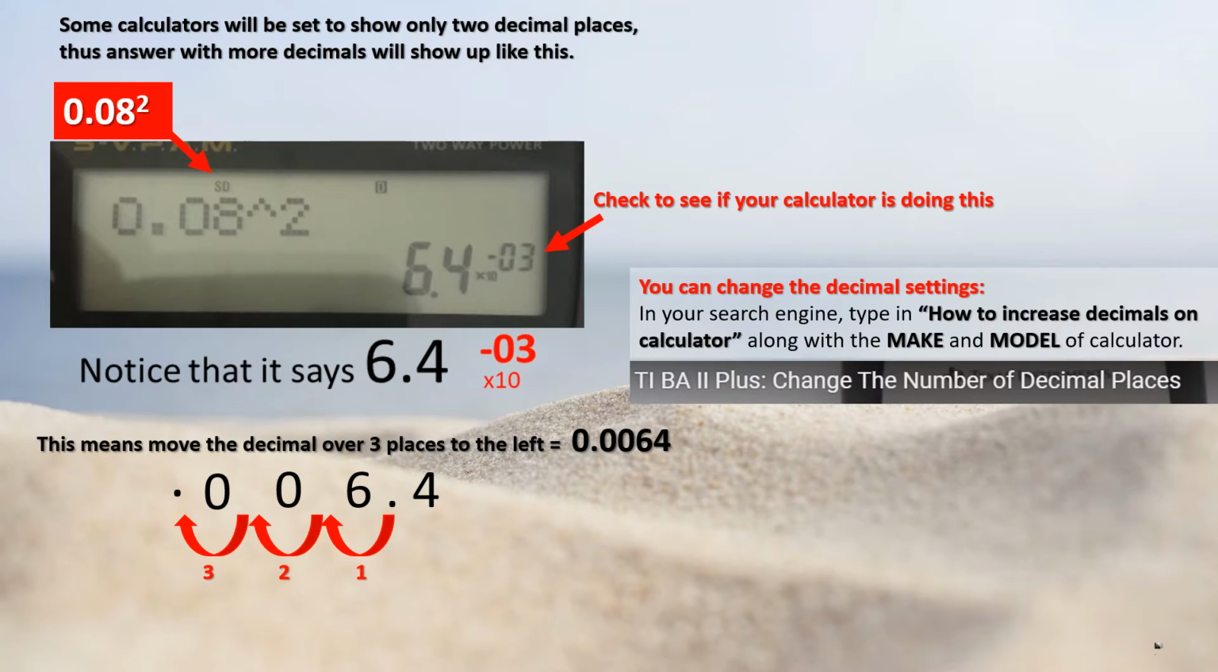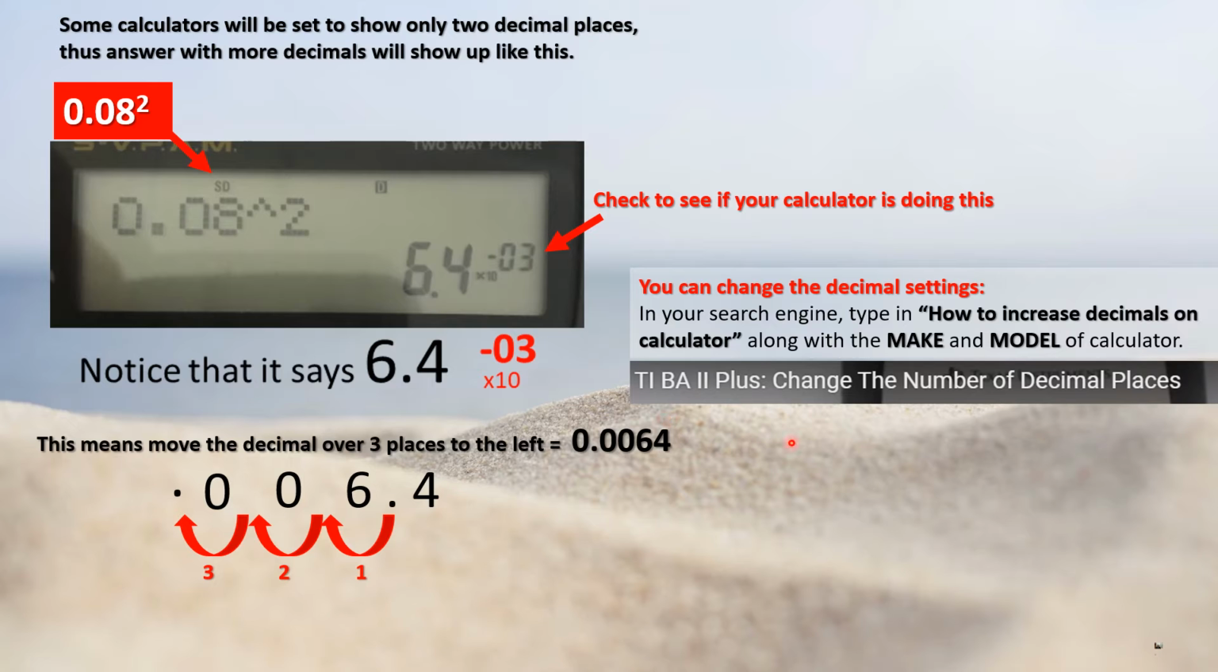So some calculators may be only set to 2 decimals. Thus the answer will show up like this. So I want you to try 0.08 squared. Okay. And if the answer shows up as 6.4 times 10 to the negative 3, what that means is you need to move the decimal over 1, 2, 3 places. So really the answer is 0.0064. Okay, so you'll have to change your answer to be reading properly.